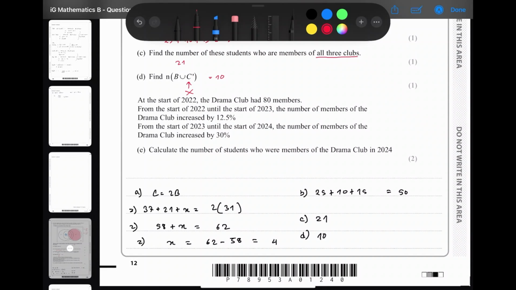For the last one, we are told that Drama Club had 80 members that increased gradually per year. So we need to calculate how many are there in 2024 after all that increase. In 2023, they increased by 12.5% over the already 80. In 2024, they had a 30% increase over the total members after the increase in 2023.